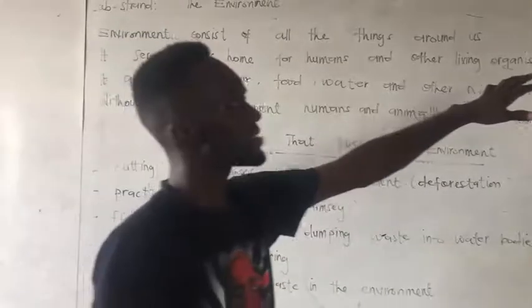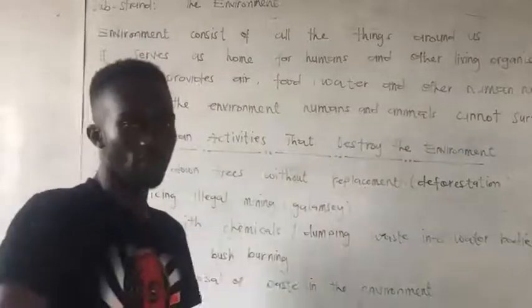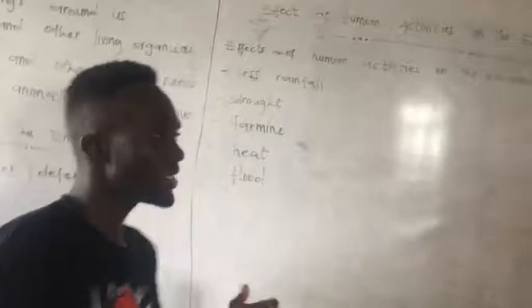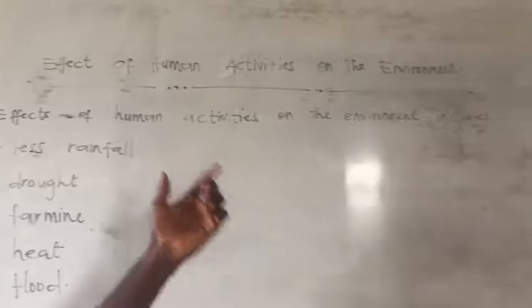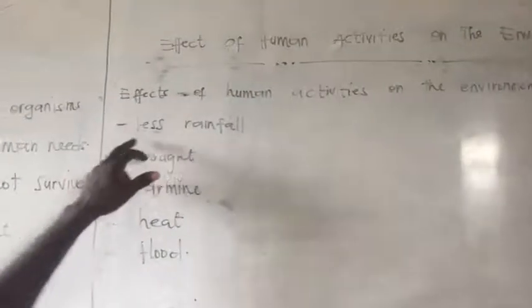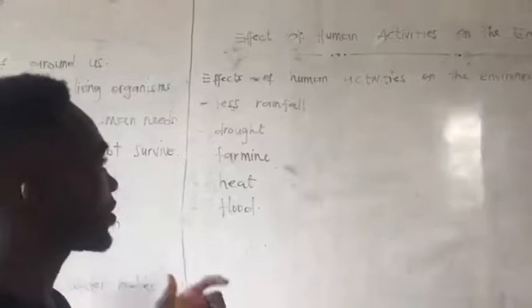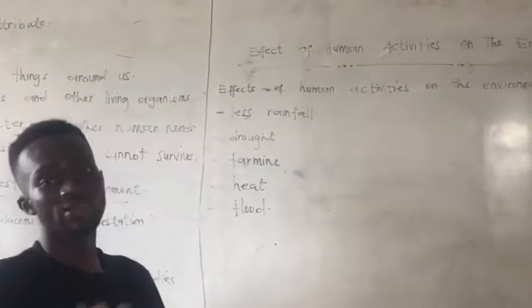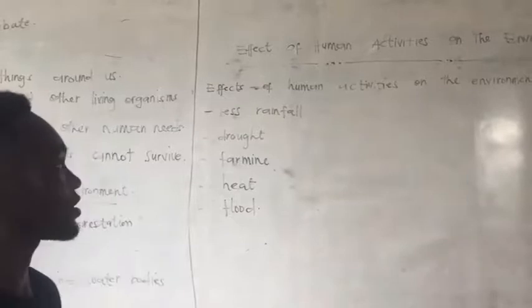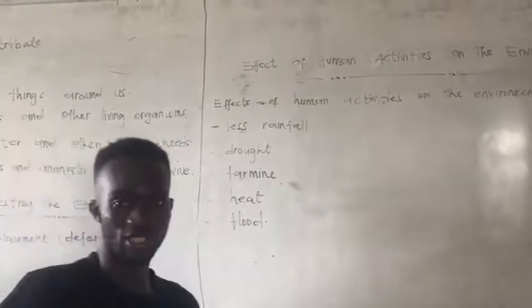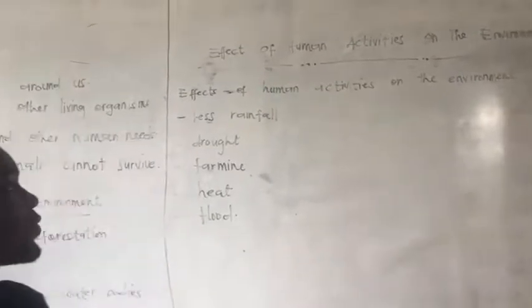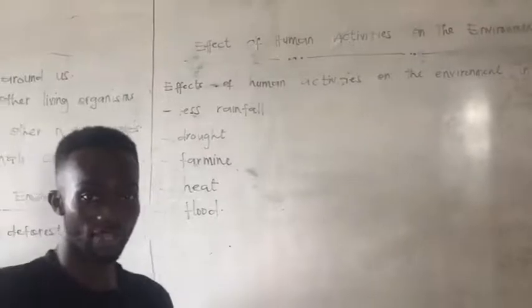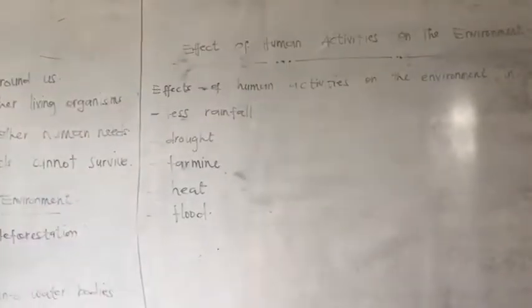Now let's look at the effects of these activities on the environment. When we do these kinds of things, the effects of human activities on the environment include, number one, less rainfall. When we cut our trees down, we are going to experience less or low rainfall, because our trees lose water into the atmosphere. This water cools down and falls back as rain. So when we don't have enough trees or plants, we are going to experience less rainfall.